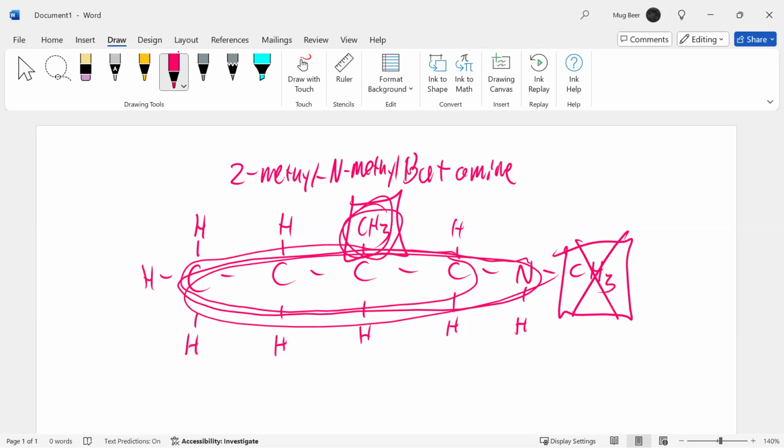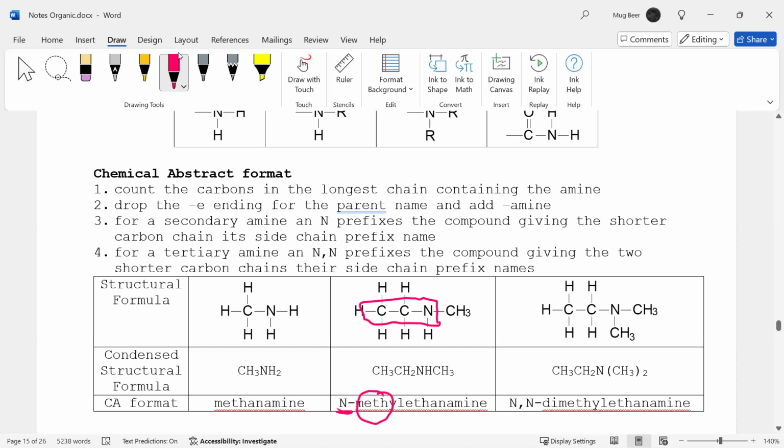So if it's connected to the main chain, I use the normal nomenclature with numbers, but if it's an extra side chainy thing connected to the nitrogen, I just say N. So I do have the possibility, since the nitrogen can make 3 bonds, that it could be N,N. So this nitrogen has no hydrogens attached to it at all. There's a methyl group and a methyl group, and the longest chain is this ethyl group. So it's ethanamine, great.